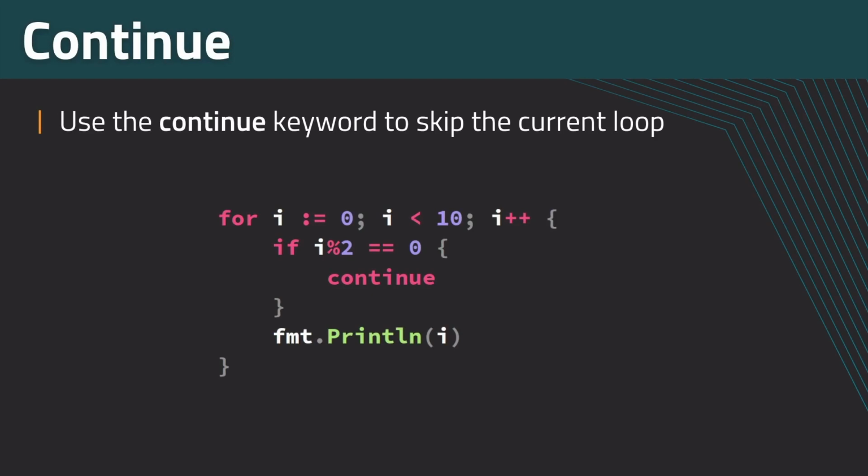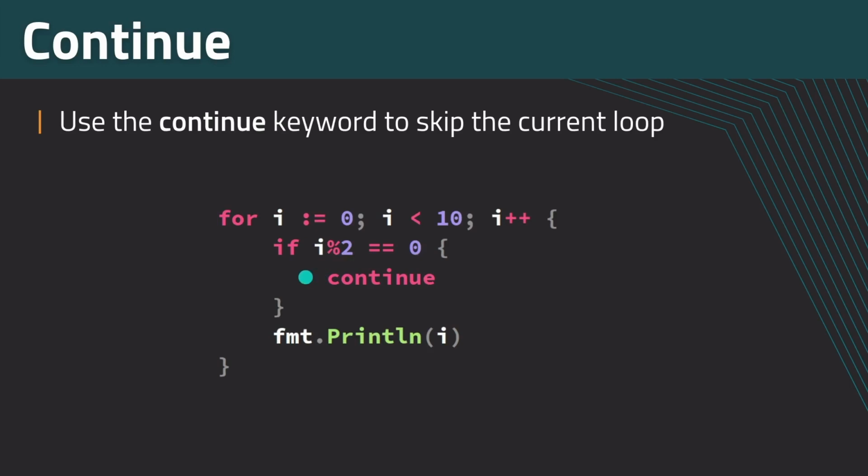We also have the continue keyword, which can be used to skip the current loop. So we have a typical for loop where we're setting I to 0. As long as it's less than 10, we're going to loop, and we're incrementing 1 time each iteration. Within our loop, we have an if statement, and we're checking the I with remainder division of 2. And if that's equal to 0, we'll continue.